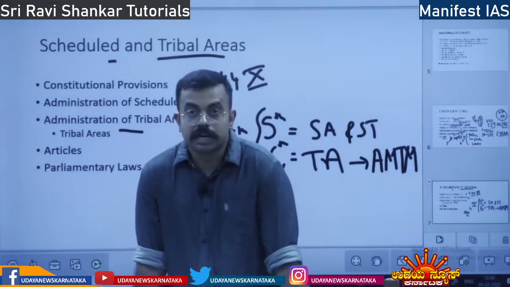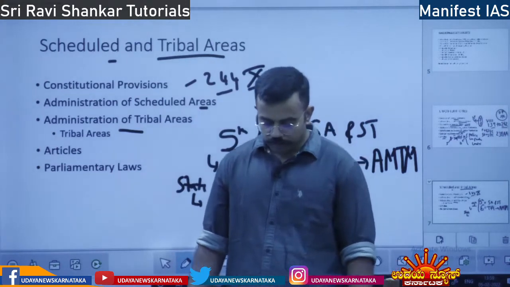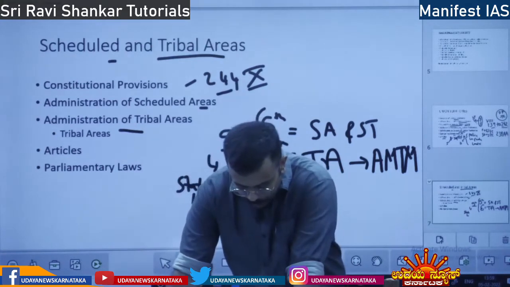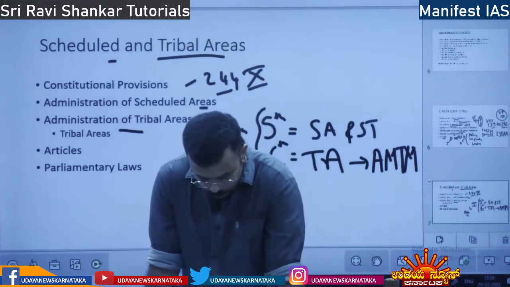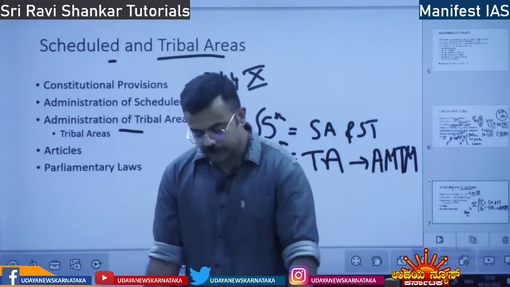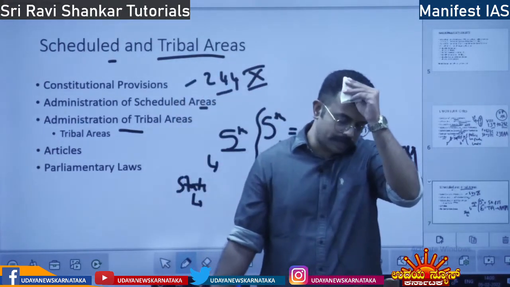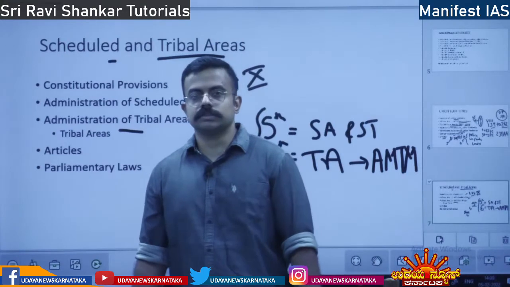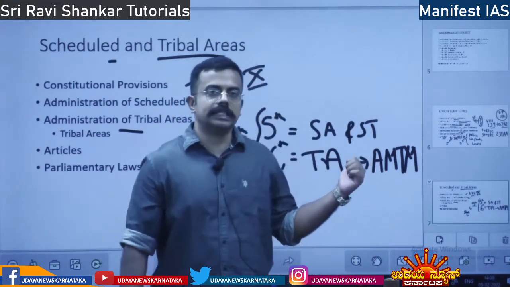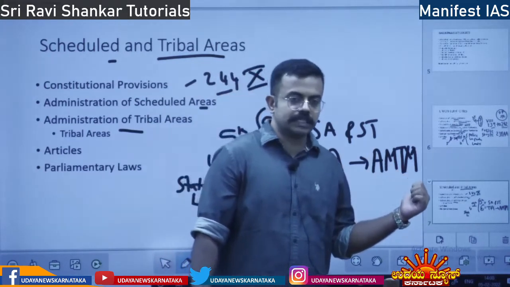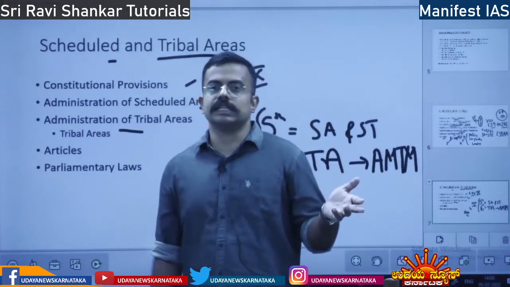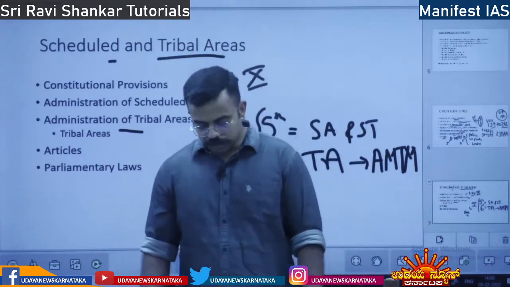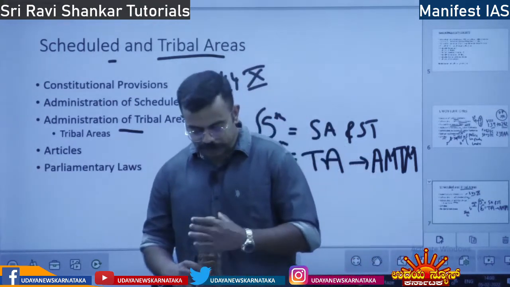So, administration of tribal areas. I told you which are the 4 states: Assam, Meghalaya, Tripura and Mizoram. What are the features of administration? Why are they separated? Why is there a separate 6th Schedule for them? Because these people are more remote. The people in certain pockets of these states have more remote origins. That is, they are not in sync with the mainstream society.